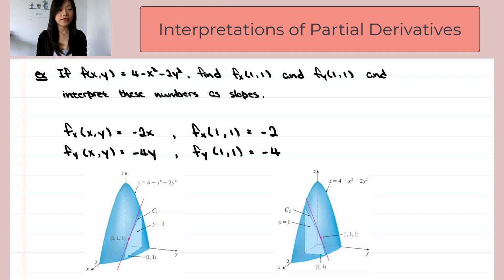Here it shows the surface of f of x and y. If we substitute the point 1 and 1 into the function, we'll get a positive 1. That means this surface contains the point 1, 1, and 1. So C1 is the intersection curve, which is this curved line, between this surface and y equals 1. And the tangent line at this point is the purple line shown here. And from what we just learned, this tangent line has a slope of negative 2.